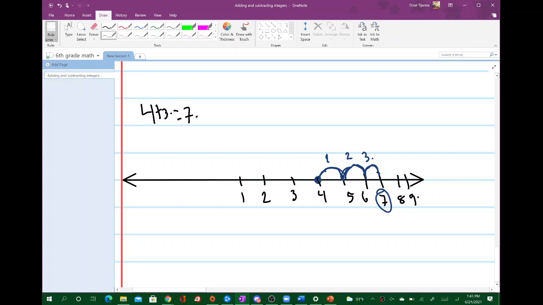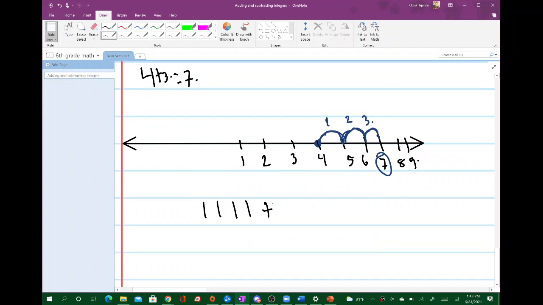You can also say, well, I do 1, 2, 3, 4, and I add 3 more. What is that going to be? That's going to be 1, 2, 3, 4, 5, 6, 7. This is another way to look at it.